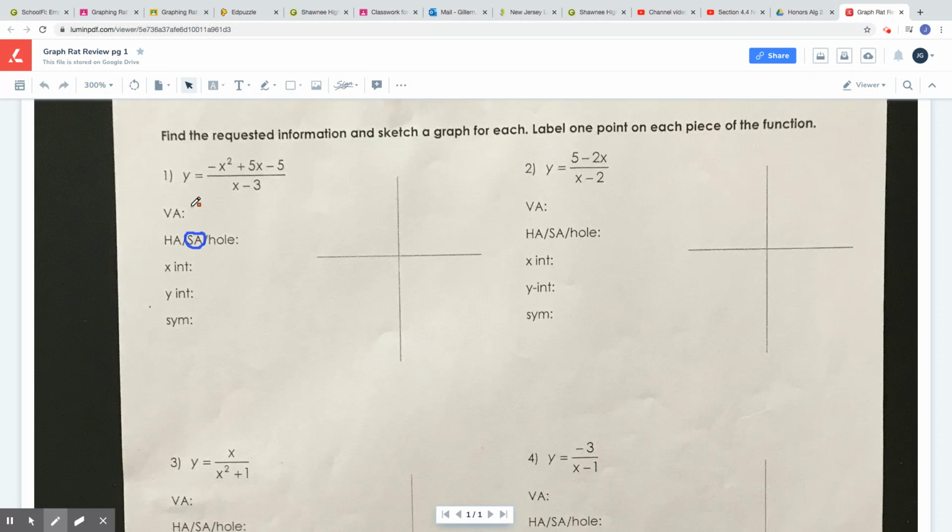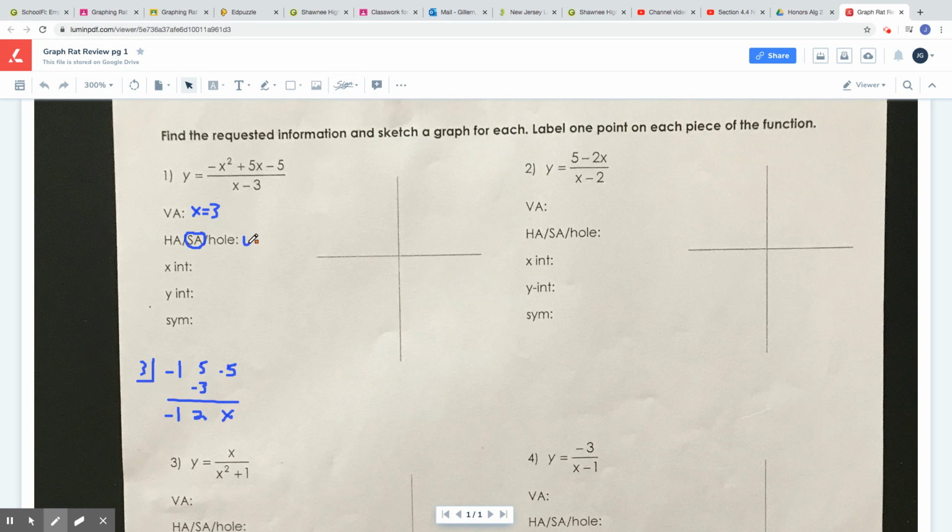Vertical asymptotes at the bottom equals 0. I get x equals 3. This is going to be a slant, so I divide. I can do synthetic, which means I put 3 in the box. I have -1, 5, and -5. I go through and do my synthetic. I bring down the -1. That becomes a -3. 5 and -3 is 2. And then I'm done because I don't care about the remainder.